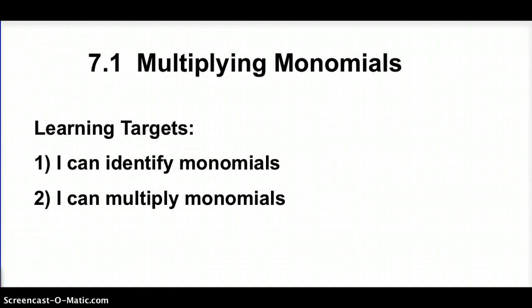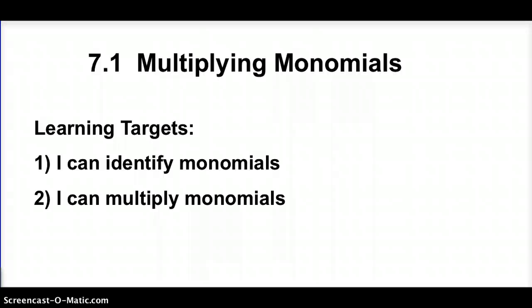Hi everyone, welcome. Today we're looking at multiplying monomials. This is from Chapter 7. We'll be looking at 7.1 and 7.2 over the next couple days, and then we'll get back to more toward the beginning of the book. But we have a couple of things we need to learn here about monomials that will help us with other things we're going to be doing in the class.